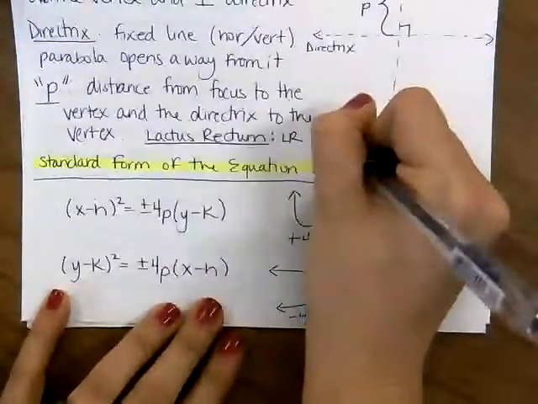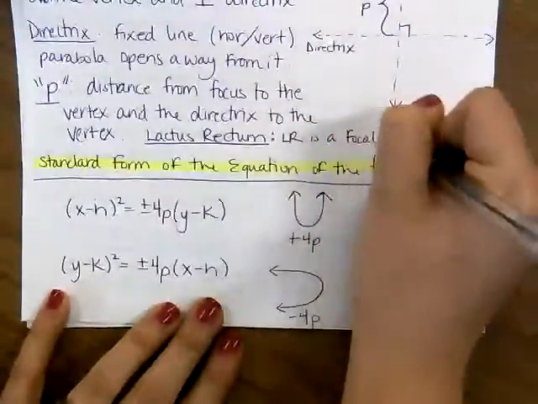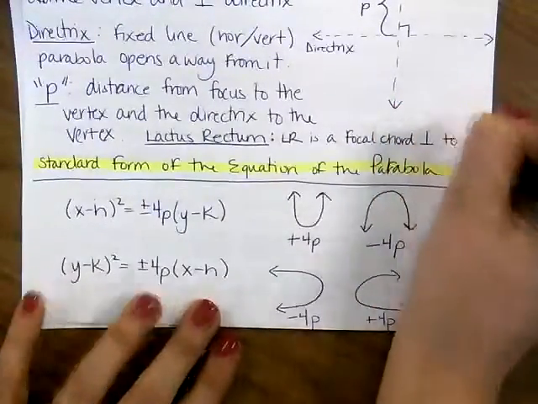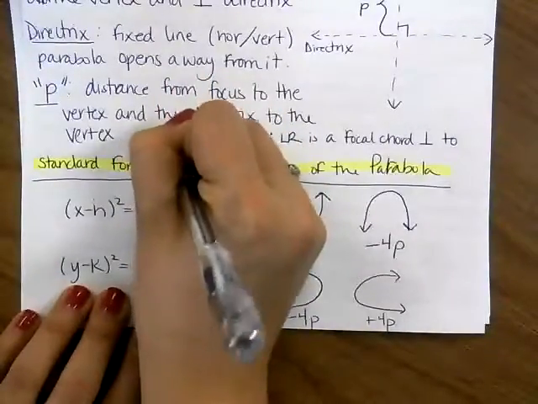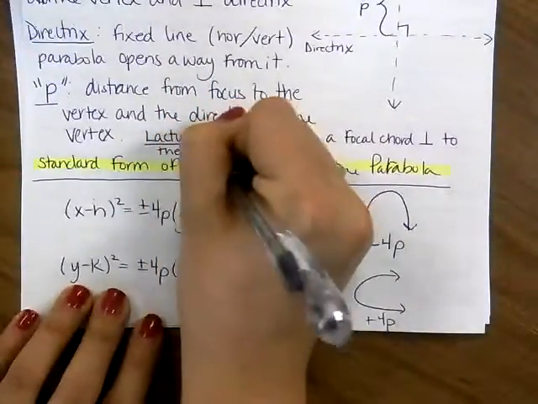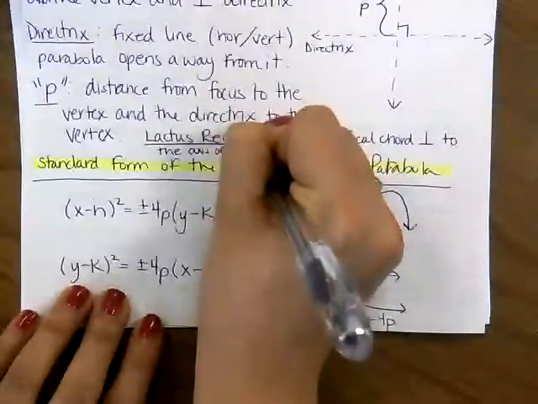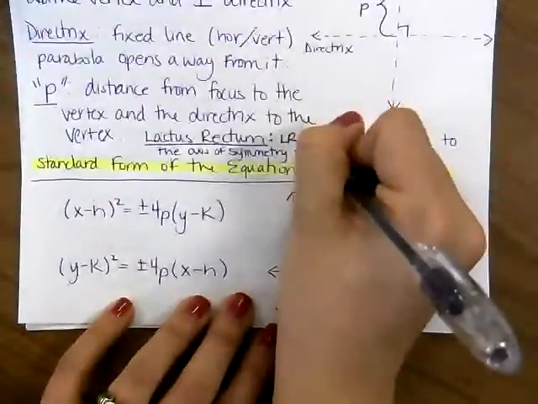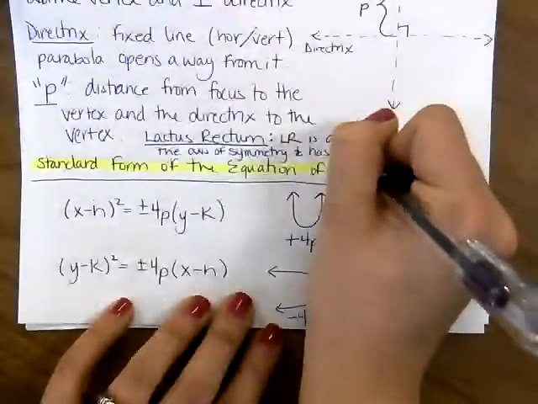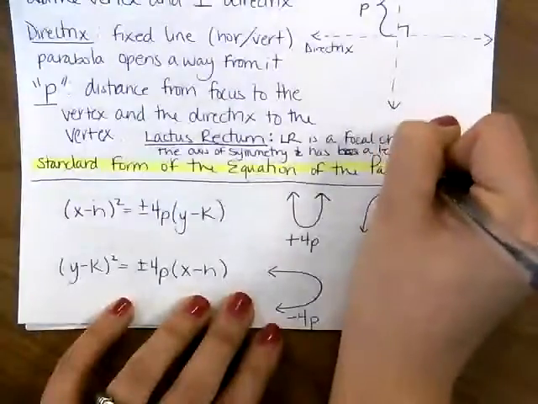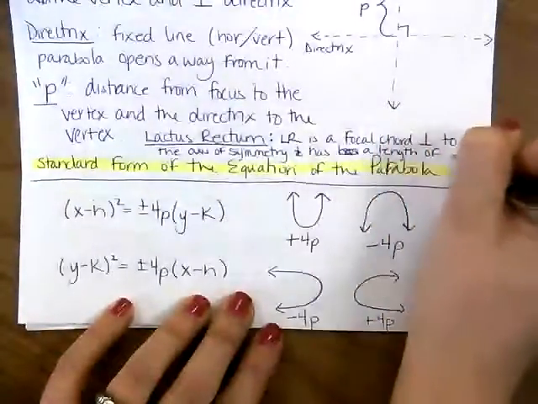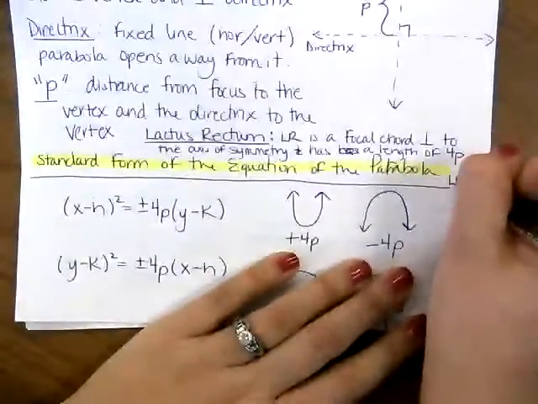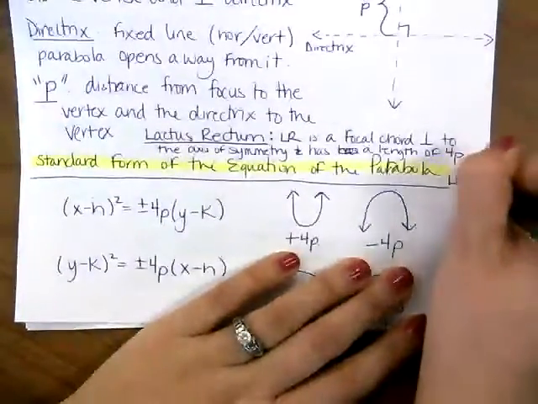It is a focal chord which is perpendicular to the axis of symmetry and, this is the important part, has a length of 4p. So that's really the part we need to know, that the LR is equal to 4p.